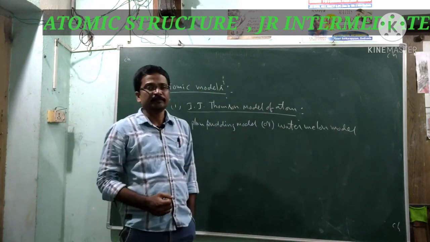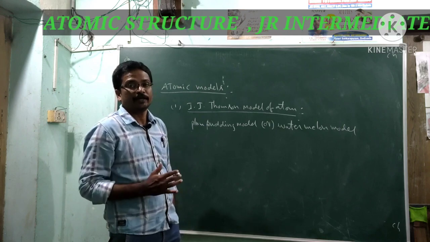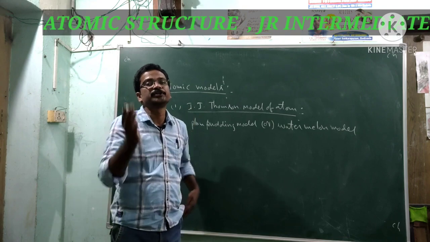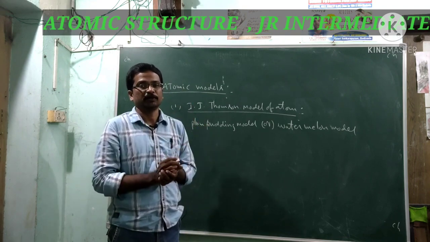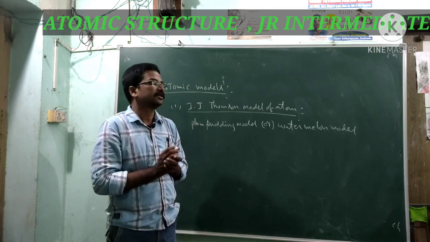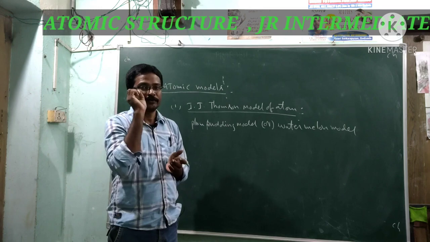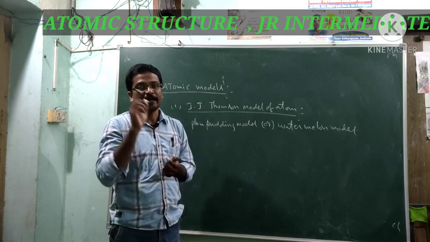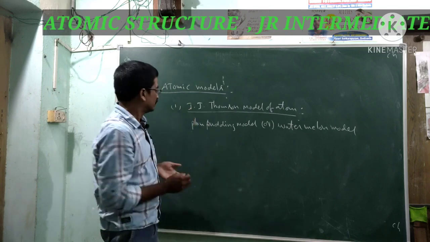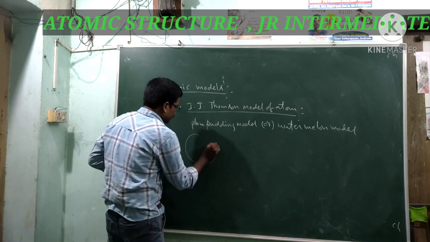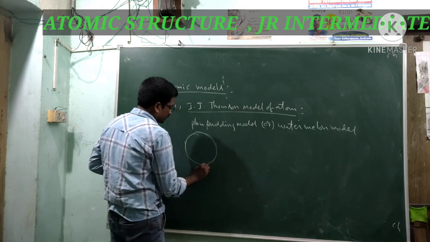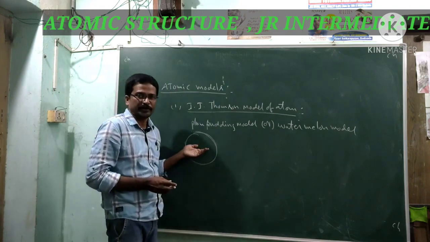According to this model, the positive charge is uniformly distributed throughout the atom, and electrons are randomly distributed or embedded in this positive charge. This is the watermelon model or plum pudding model. Let us assume it is a watermelon model.